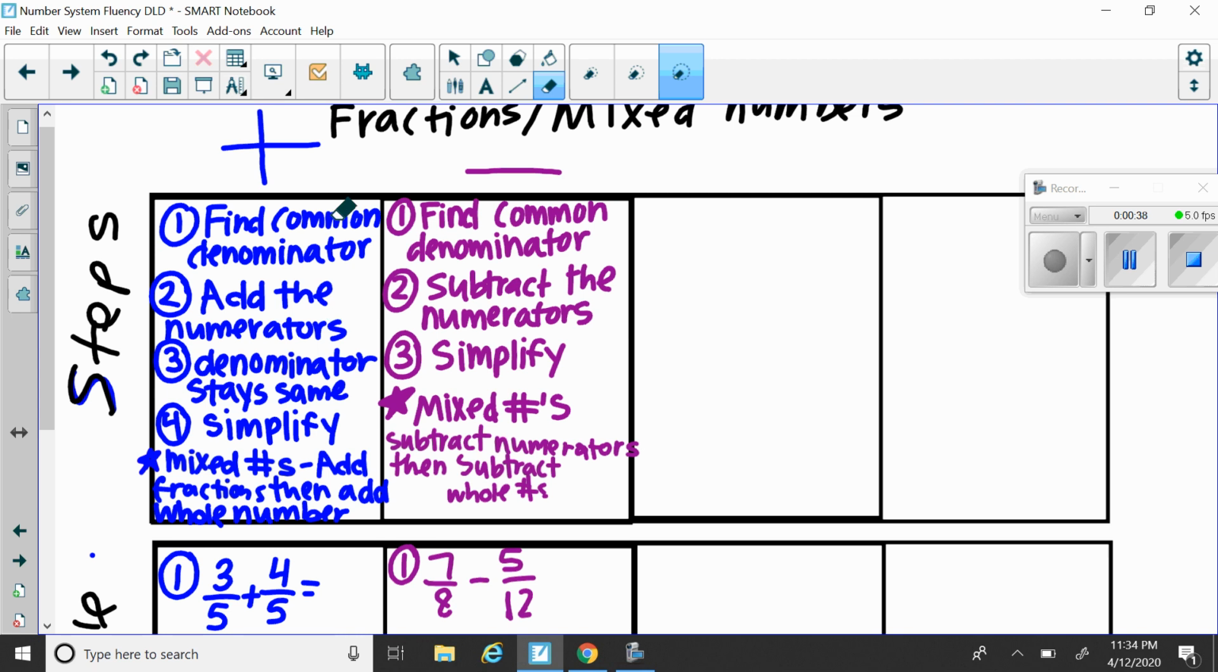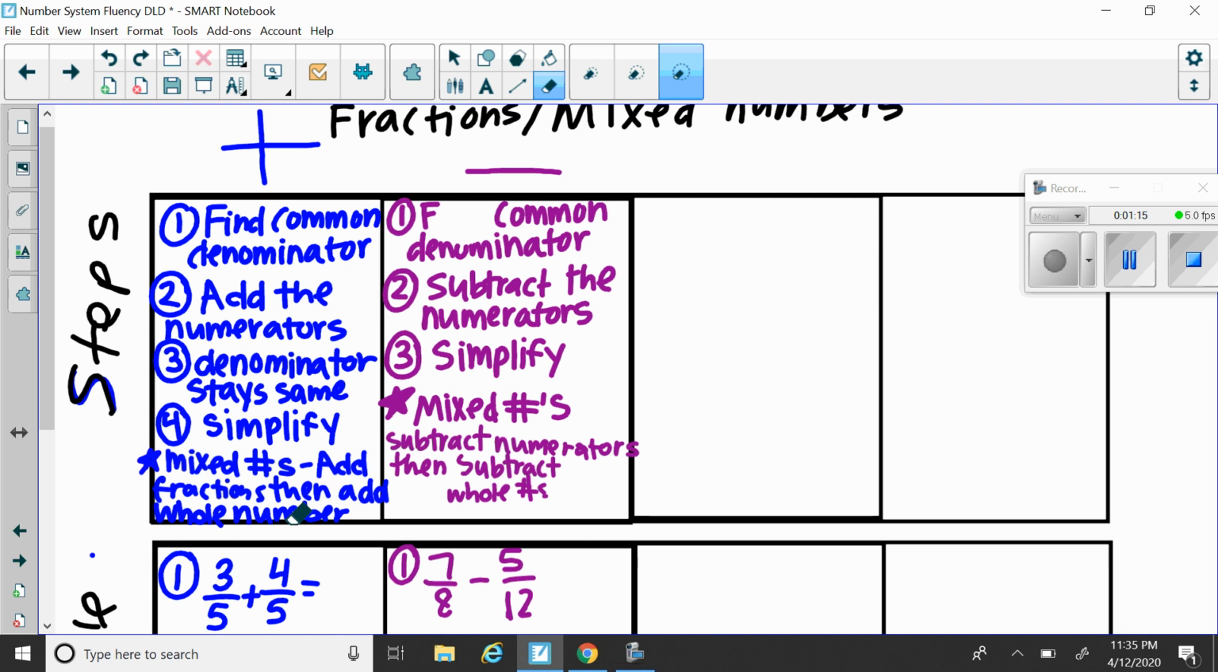But anyway, just to review the steps, when we're adding and subtracting fractions, we use the same steps. First, we find a common denominator if there isn't already one, and we do that by using the LCM, the least common multiple. And then we would either add or subtract the numerators depending on what kind of problem it is. Remember, the numerator is that top number. And the denominator always stays the same for adding and subtracting. And then we would simplify. We ask, is there a number that goes into both of these? Yes or no, to tell us if we can simplify or not.